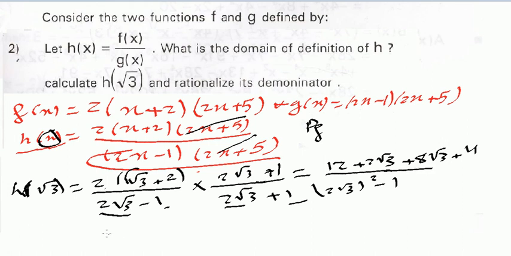Okay, all I have to do now is add these numbers. I will have 12 plus 4, which is 16, plus 10 radical 3, divided by, what's 2 radical 3 squared? It's 12. Minus 1, it's 11. Okay, it's just a calculation. I want you to do it yourself. See you in the next video.